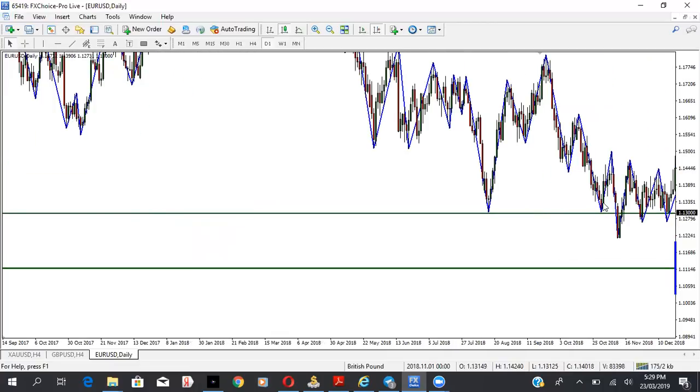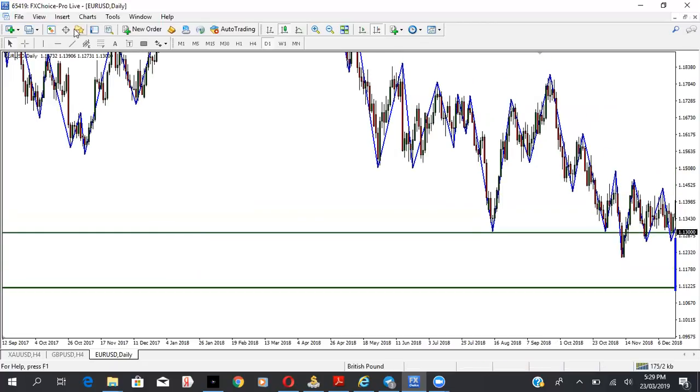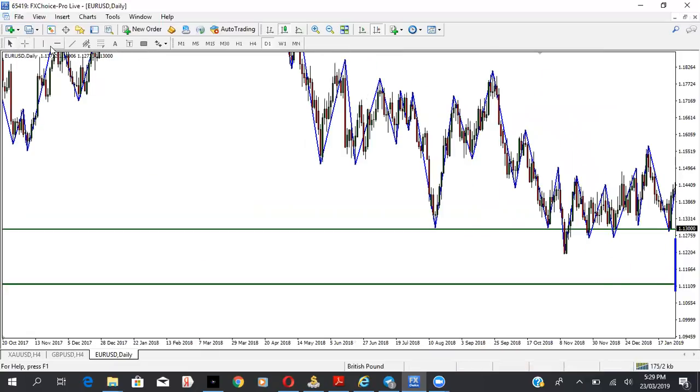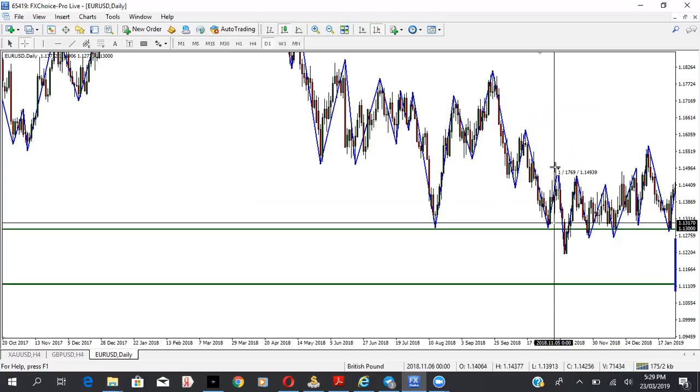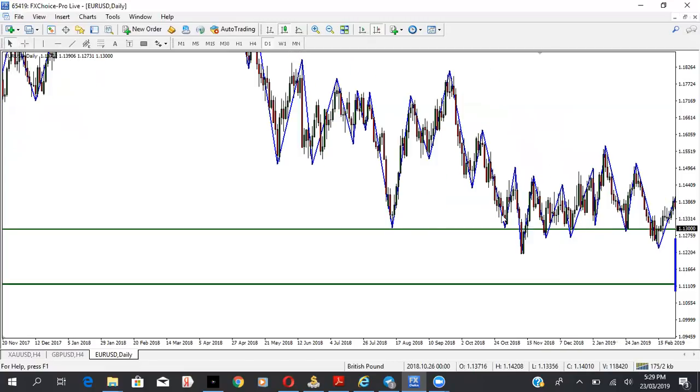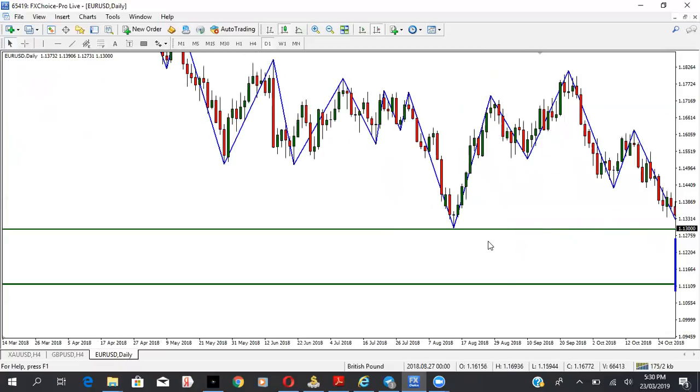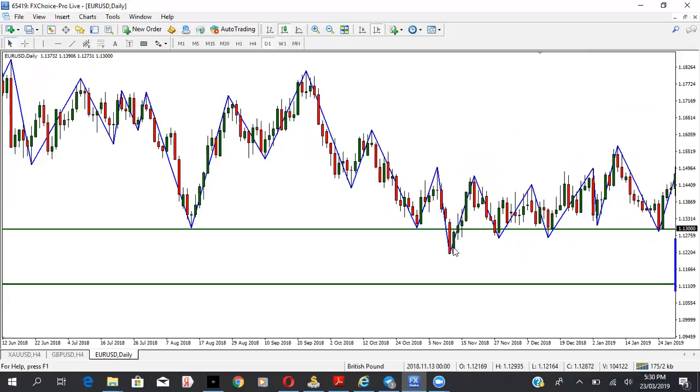The same thing happened here. This move from this point to this high was worth 445 pips. This move also, from here to here, was worth 181 pips. As you can see, this is what they call a trap. This is what they call a bear trap. Have you noticed? Price broke below it, giving the impression that this level has been broken.